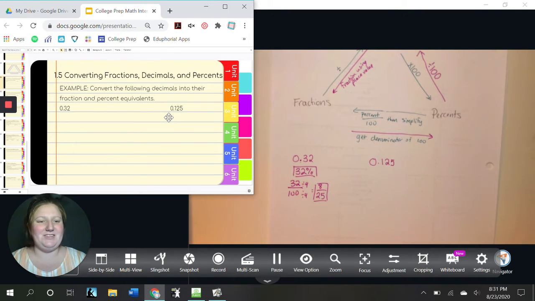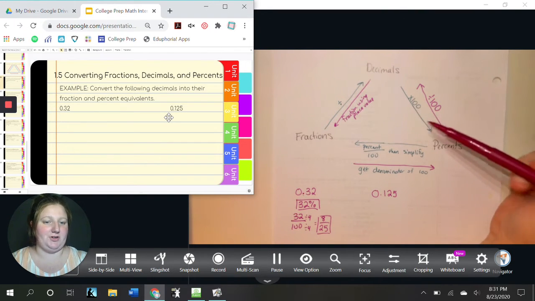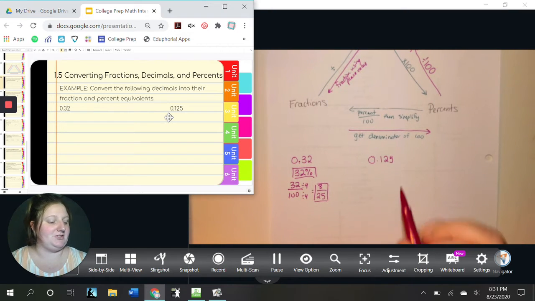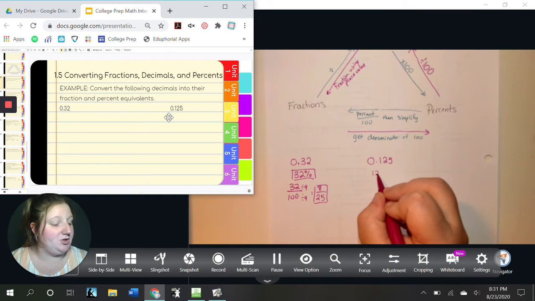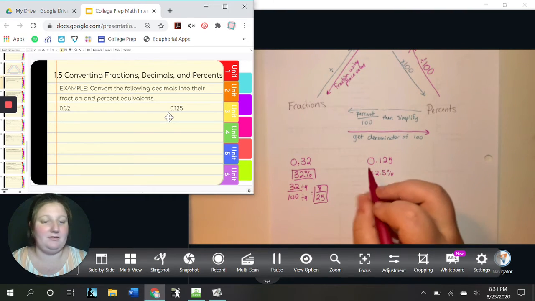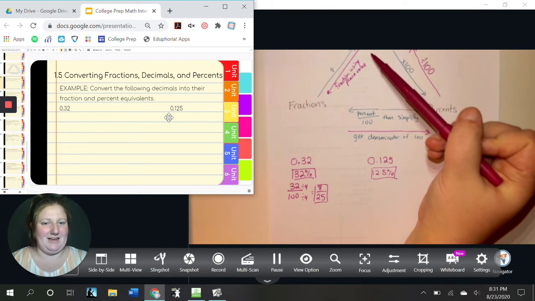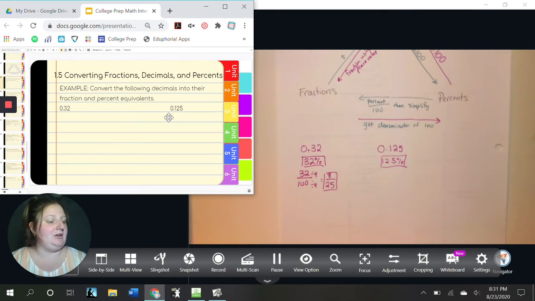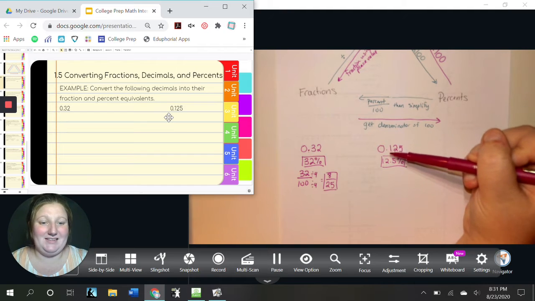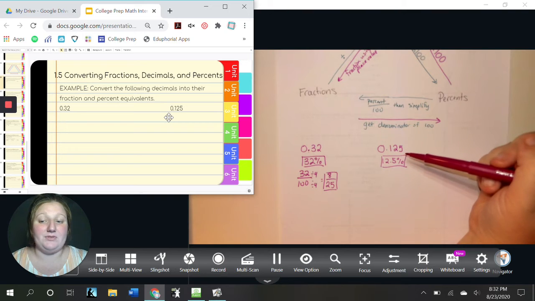0.125. So again, easiest one to do is to first go to the percent, because to get from a decimal into a percent, we multiply by 100, which means we move the decimal 2 places to the right. So if we move it 2 places to the right, the decimal is after the 2, so we get 12.5%. So that's our percentage form. Nice and easy, right? To get from a decimal to a fraction, we can make it into a fraction using the place value.